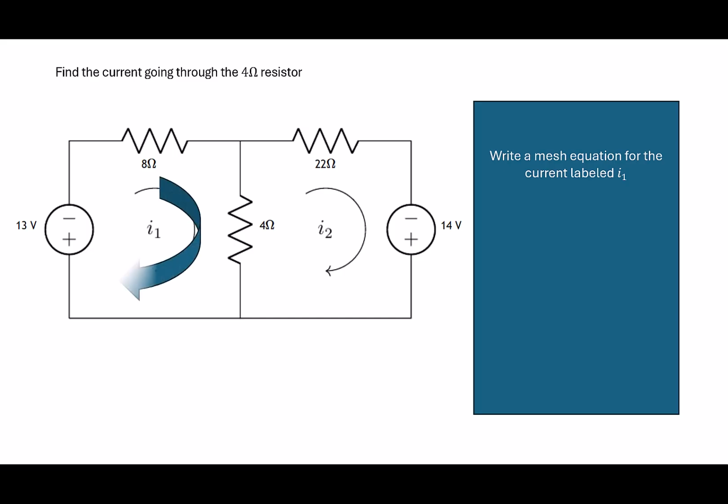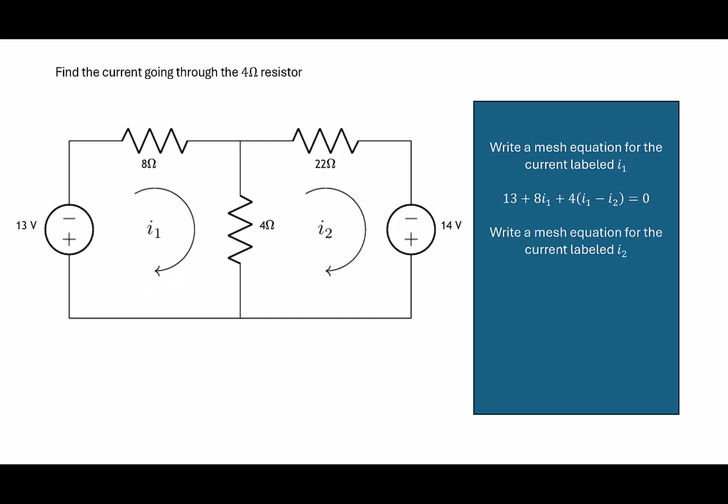We can see that I1 goes through the power source of 13 volts, then it goes across the 8 ohm resistor and down the 4 ohm resistor. Our mesh equation is 13 plus 8 times I1 plus 4 times (I1 minus I2), which is equal to 0.